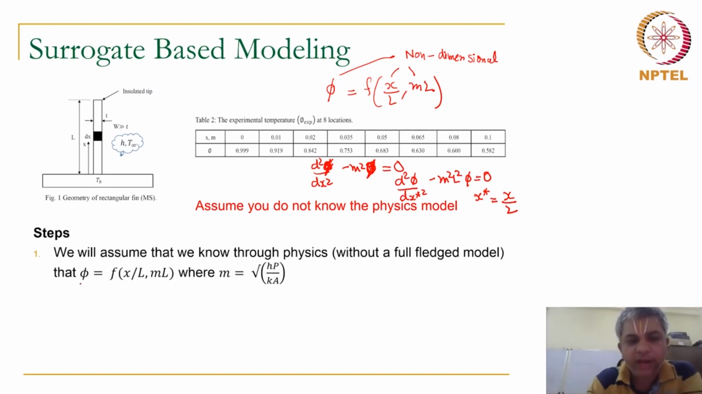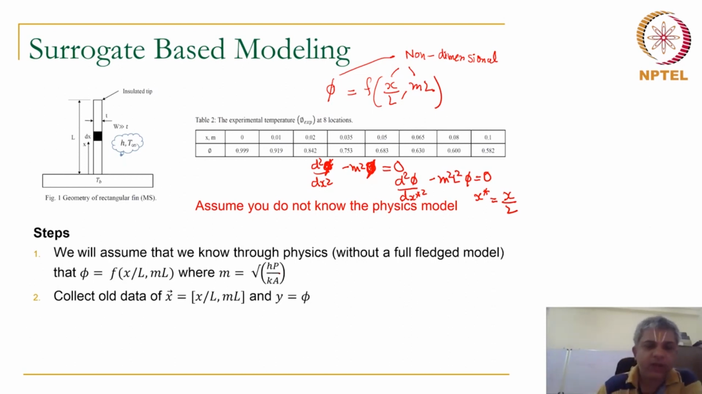So we write that function phi is a function of x by L and mL. m is square root of hP by kA. That comes again from some amount of physics knowledge. Like I said, you cannot always fully eliminate physics. You have to use some amount of physics intelligently to figure out what is going to be the input and output of the problem.